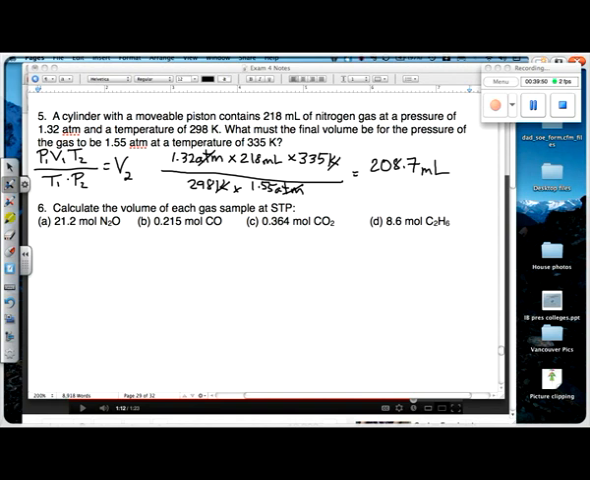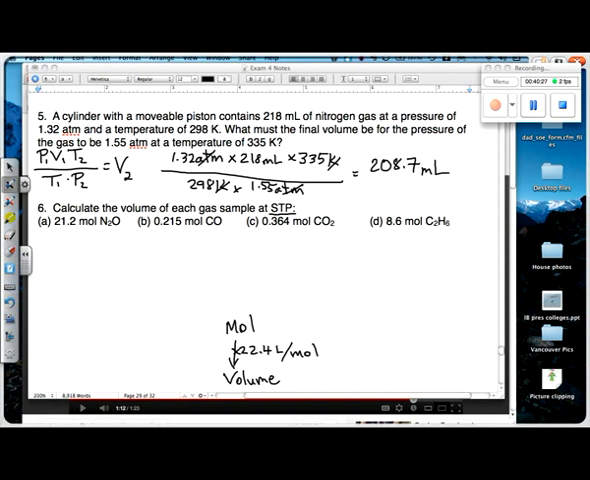I get the same answer, 208.7 milliliters. All right. Number 6, calculate the volume of each gas sample at STP. So we're at standard temperature and pressure. We are going to use that completed mole chart, and I'm going to do it down here at the bottom, where we're going from moles, which is what we're given in this problem, to volume for a gas. And we are going to be using moles times 22.4 liters per mole.